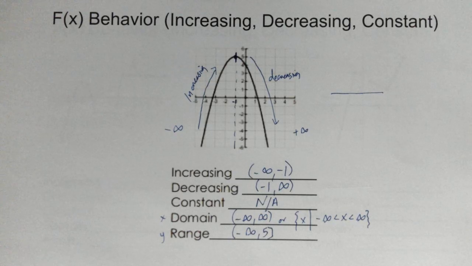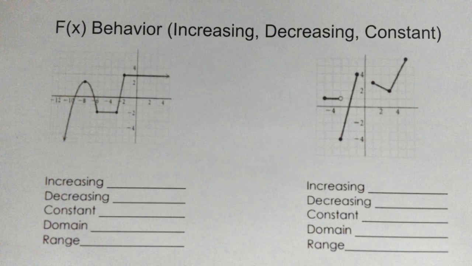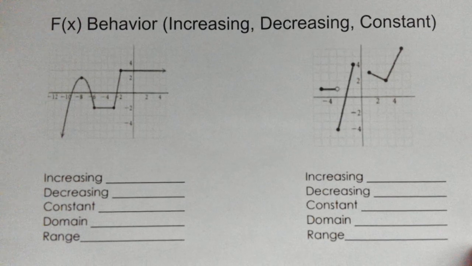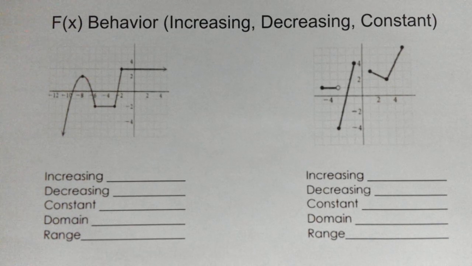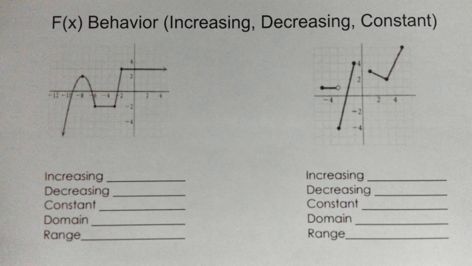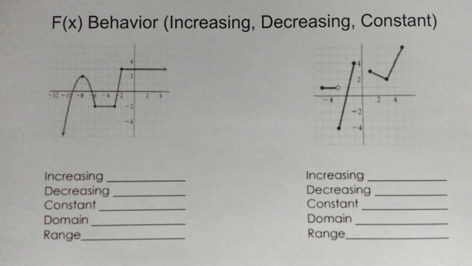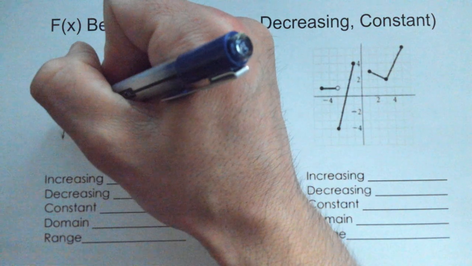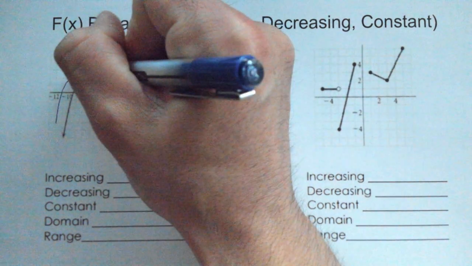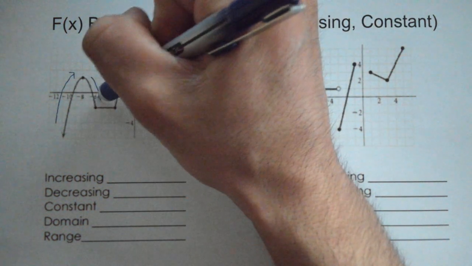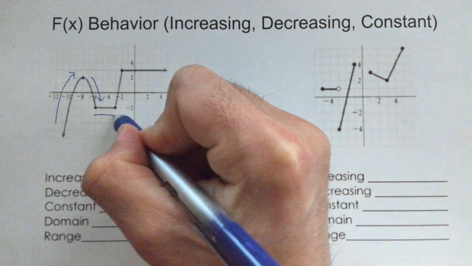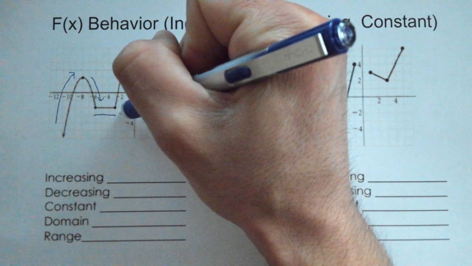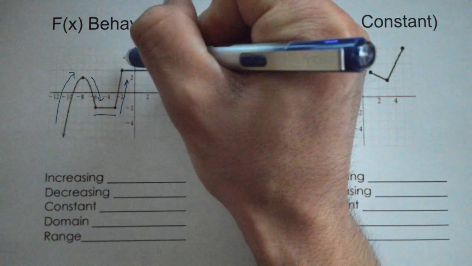So let's try a few examples. Here I have two scenarios. I'm going to focus on the one on the left first. I'm going to start to describe the different places where the function is increasing. I can see here from left to right the graph is going up. Then it starts to go down. Then it remains the same. Then it starts to go up again. And then it stays the same.